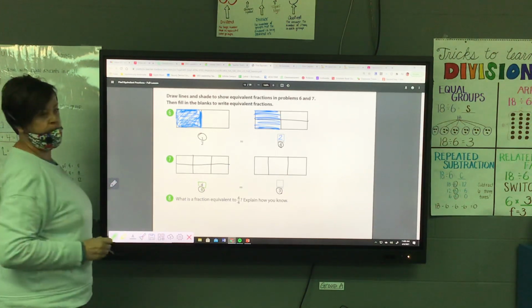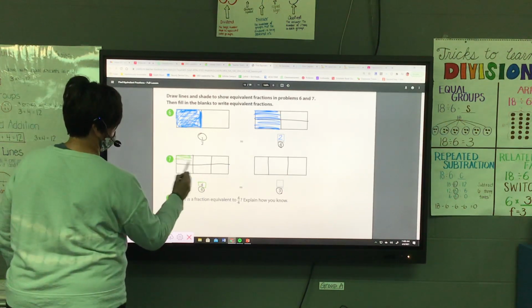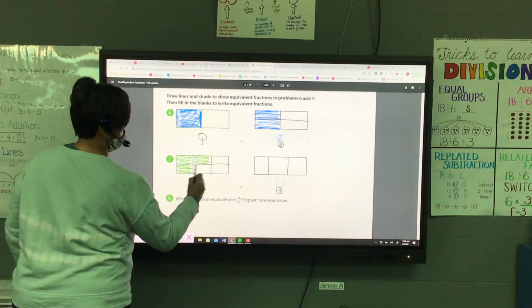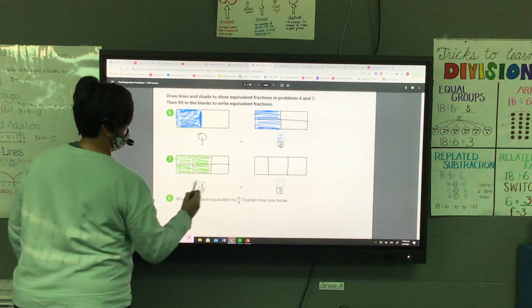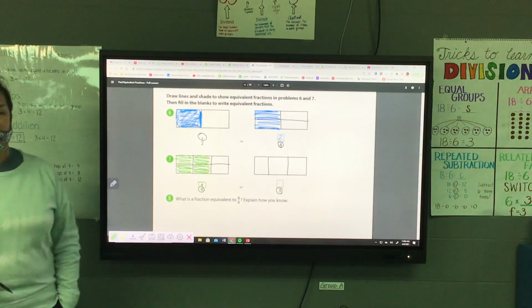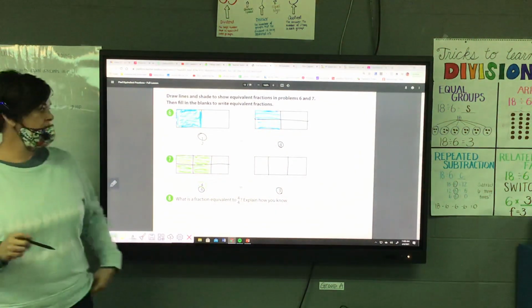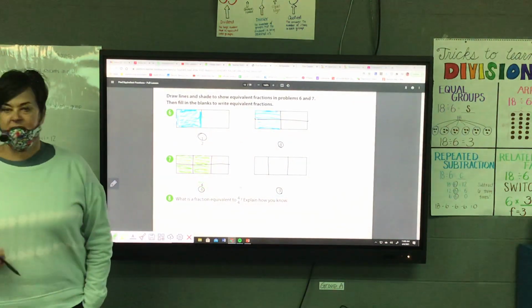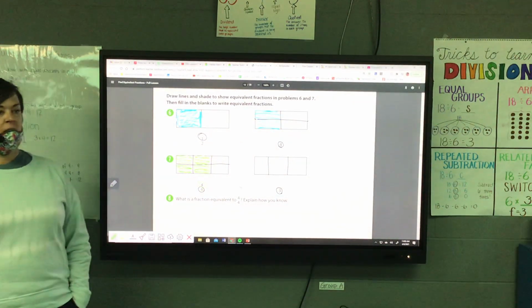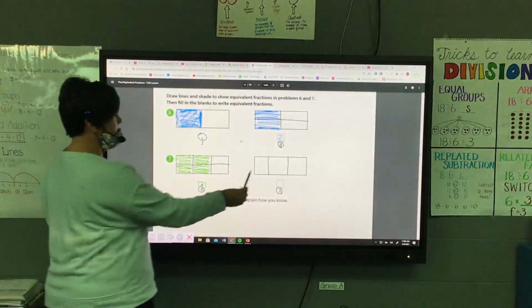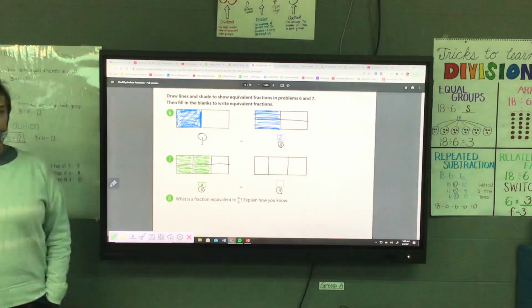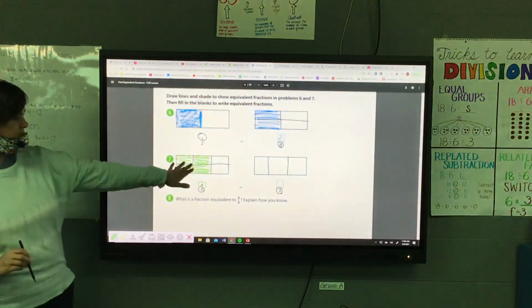How many? 4. So I'm going to do 1, 2, 3, 4. Keep them together, remember? To make it equivalent, the same amount colored in. How many parts of this rectangle do I need to color in to make it equal to this one?